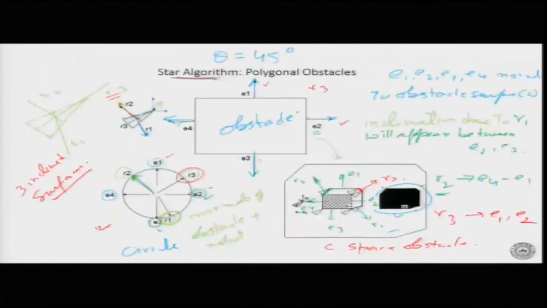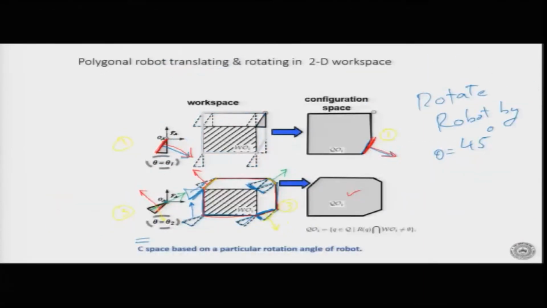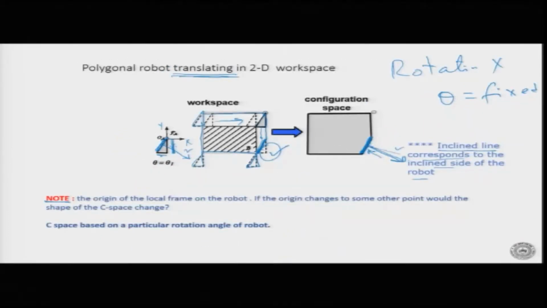So let me go back a little bit here. Suppose we are tracking this point, what will happen is now it will become like this, because we are tracking the base point now. So you can see the shape is changing. There will be one inclination surface only, but the shape of the whole C space is changing.